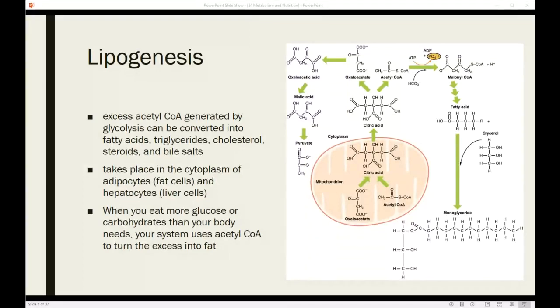Okay, so we're into lipogenesis. All right, so this is making fat. Okay, so we're building up to make fat. So when you eat more glucose or carbohydrates than your body needs, your system is going to use the acetyl-CoA to turn that excess into fat. Okay, and again, this takes place in those adipocytes or the fat cells and the hepatocytes, which are liver cells.